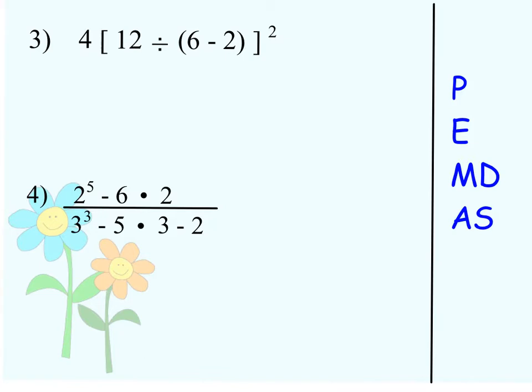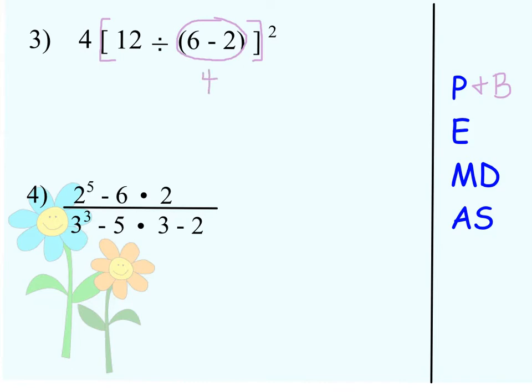Okay, let's go ahead and try a couple more here. Now on number 3, if you notice, we don't just have parentheses, but we also have brackets. In this case, parentheses and brackets do go at the same time, except if you notice inside your brackets, you have a set of parentheses. And so what we're going to do is we're going to solve what's inside those parentheses first. 6 minus 2 is 4.